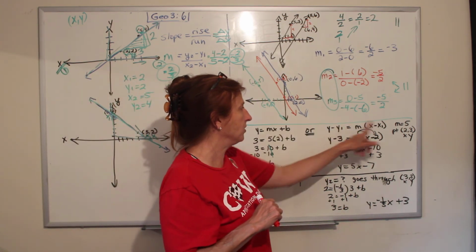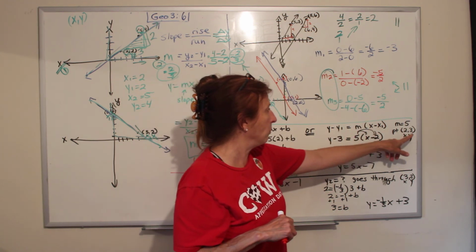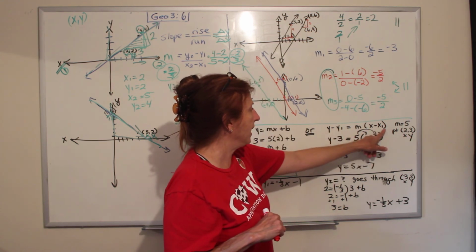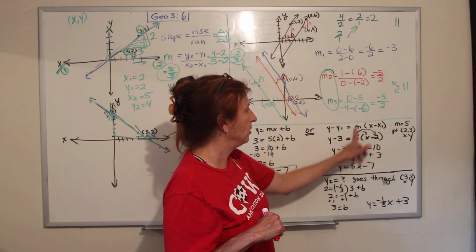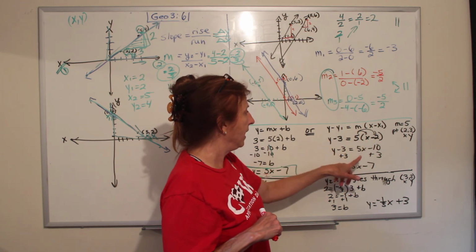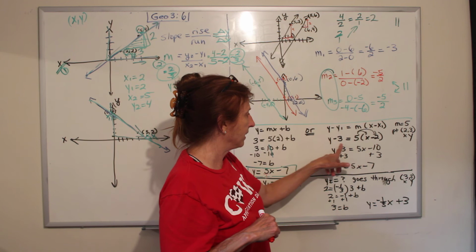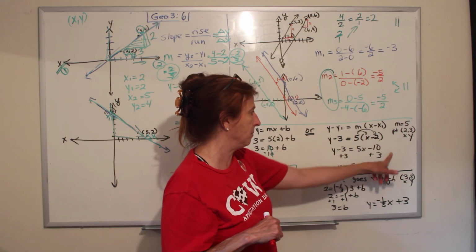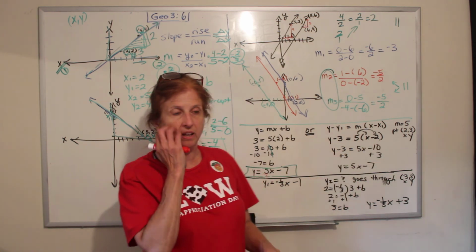You can also do a point slope. You substitute in for y1 what y is, for x1 what x is, use the distributive property, then move your 3 to the other side by doing the opposite, and there's the formula.